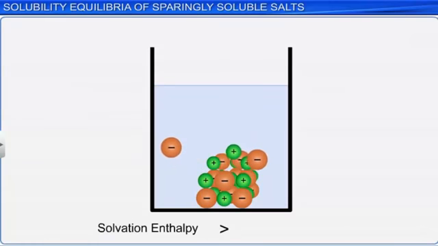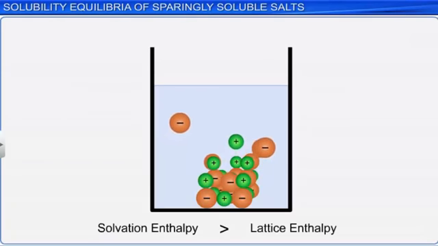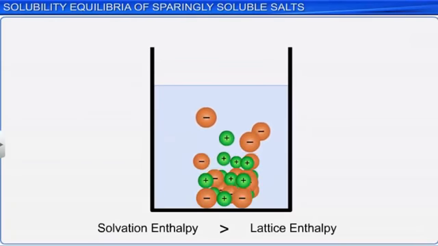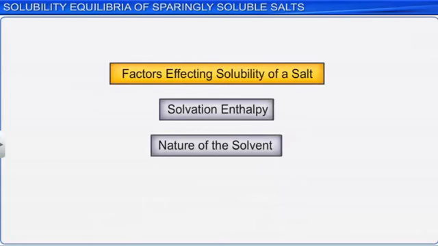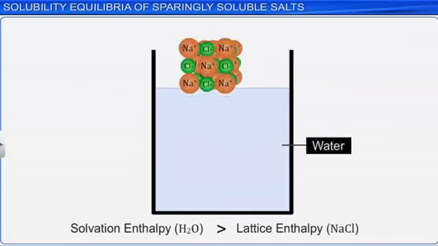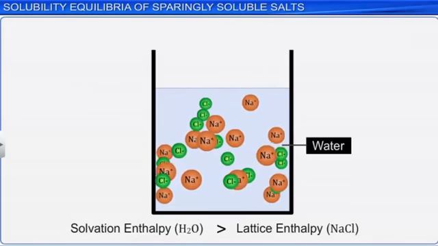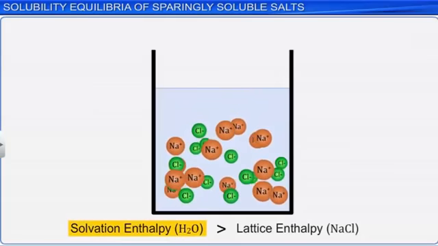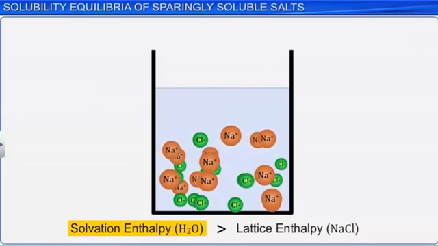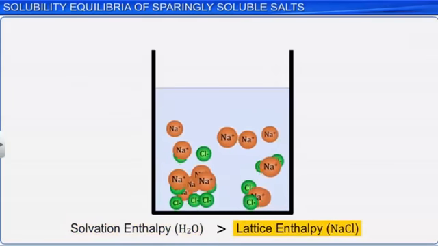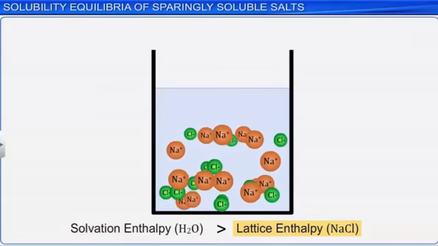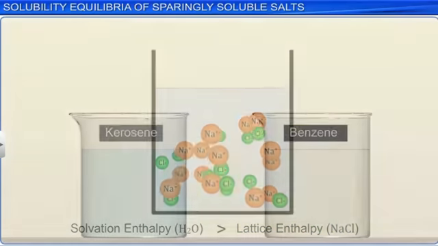A salt is soluble in a solvent only when the solvation enthalpy is higher than the lattice enthalpy of the salt. That is, the solubility of a salt depends on the amount of solvation enthalpy, which in turn depends on the nature of the solvent. For example, sodium chloride is highly soluble in a polar solvent, water, because the solvation enthalpy of water is sufficiently high enough to overcome the lattice enthalpy of the sodium chloride salt.